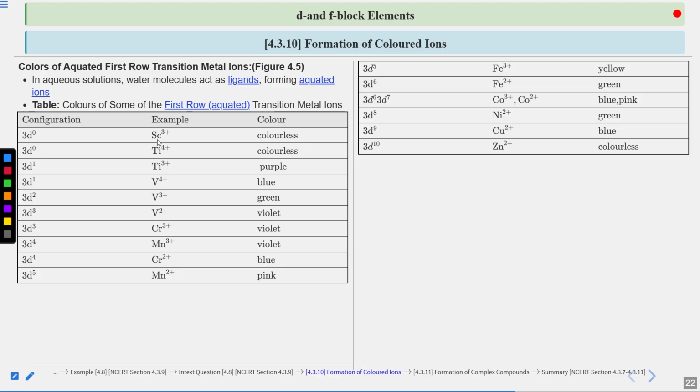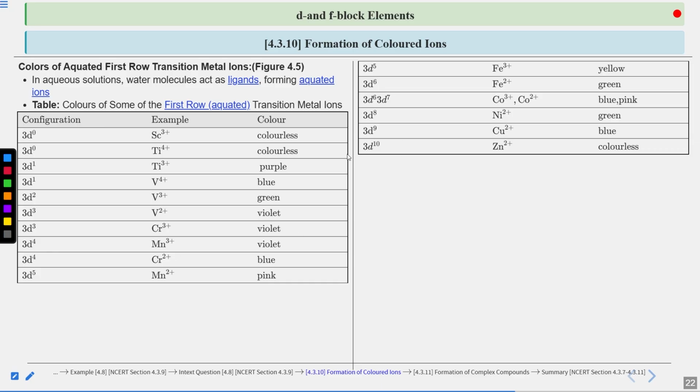Similarly, in titanium 4+, there are no electrons in the d orbital, so the color will be colorless. But d1 is the configuration present in titanium in the 3+ oxidation state, and the color corresponding to it is purple. Similarly, in vanadium in the +4 oxidation state, where one electron is present in the d orbital, the color corresponds to blue. So this is the whole table you can see.